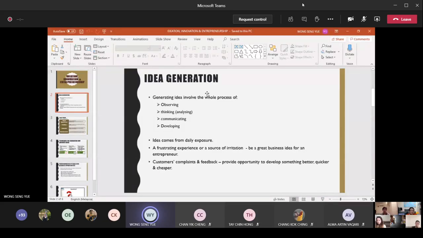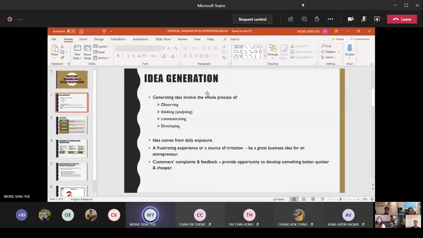Once we have solved the problems of our target customer, mostly they will subscribe to our services and buy our products. So there will be four processes in idea generation. First, we have to observe. We have to make some observations of the current scenario. So, I will give you one example here.